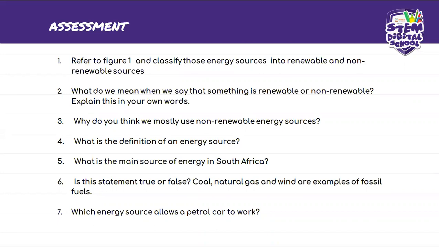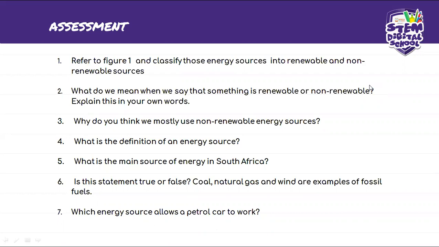Okay, so what we are going to do now is you have got something on the screen. I've basically explained sources of energy, classifications of energy, definitions of the various sources of energy. So now it's your turn to also talk, but you have to talk by answering these questions. Number one says, refer to the figure, Fig. 1, and classify those energy sources into renewable and non-renewable. I can quickly move back so that we can see. Number two, what do we mean when we say that something is renewable or non-renewable? Explain this in your own words.